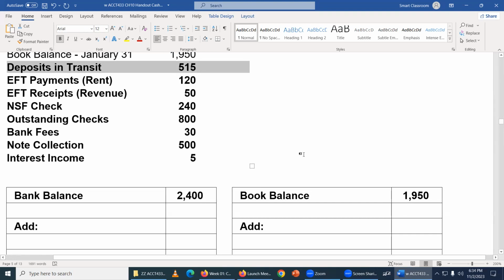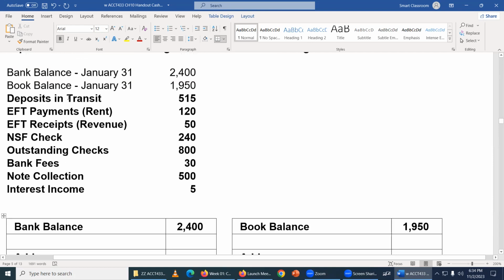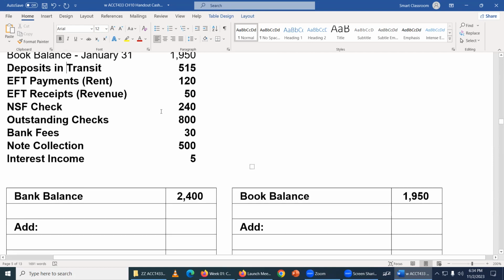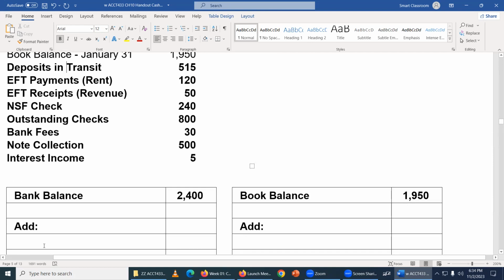So whose side do we correct? The bank side or the book side? The book side, because we can't correct the bank side. Well, we certainly can't do the journal entries, but as far as who knows, we know that we made the deposit in transit. The bank just doesn't know. So we're going to add this to the bank side.